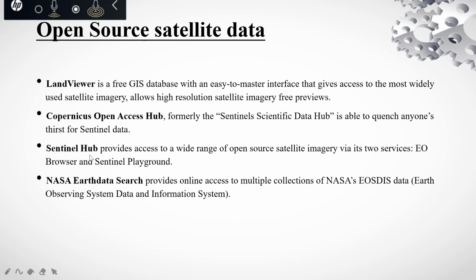Sentinel Hub is another open source satellite data provider which gives access to a wide range of open source satellite imagery via its two services, that is EO Browser and the Sentinel Playground, where we can play with the images and change the colors to see them in various parts of the spectrum. Next is the NASA Earth Data Search, which provides online access to multiple collections of NASA's EOSDIS data, which is Earth Observing System Data Information System.